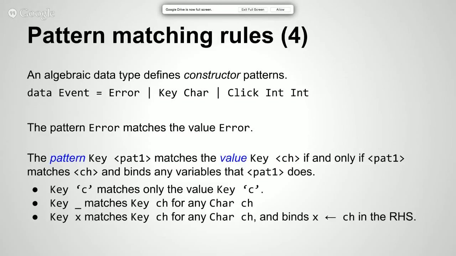So for example, on the left-hand side, we have patterns. Key C matches only one value, which is key C, because we could go one step down. This is essentially recursive descent on the data structure. The only thing that matches the constant pattern C is a C. Key underscore is going to match any key, any value that was built with the key constructor. But it's not going to match error, and it's not going to match anything built with click. And finally, key X is going to match key C for any character C, and it's going to bind that character to X in the right-hand side.